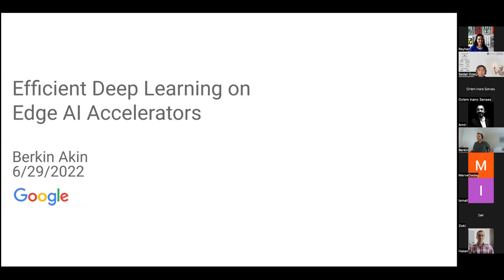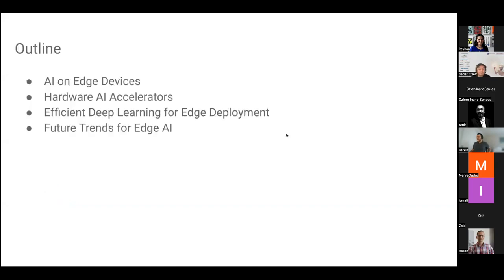So I'm going to talk about efficient deep learning on edge AI accelerators, right? I prepared a talk where we will go through some general concepts on AI for edge devices, and then we'll talk about some hardware acceleration concepts for speeding up these AI workloads for the edge. And then we'll do a deep dive on how to efficiently utilize these accelerators and some future trends.